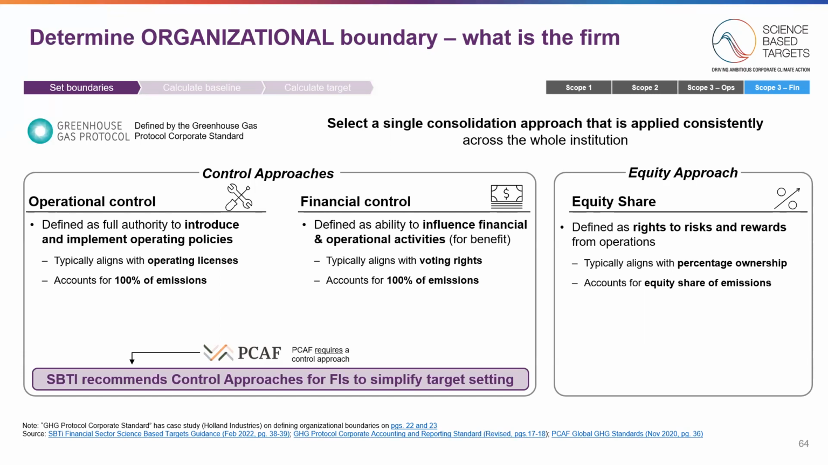Given the nature of financial institutions and their investments, SBTI recommends and PCAF requires the use of the control approach, whether operational or financial. This allows financial institutions to account for almost all of their investments as scope 3 emissions rather than scope 1 or 2. The only exception would be when an investment is large enough to result in significant financial or operational control, which is rare. Using a control approach simplifies reporting and more accurately reflects emissions from financial activities.